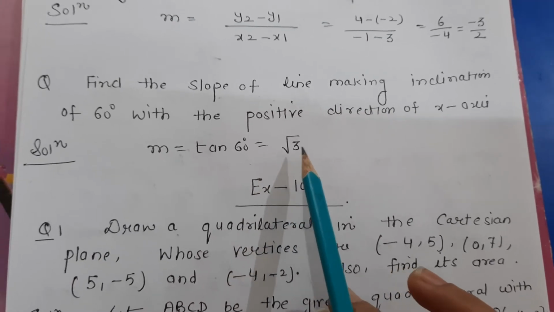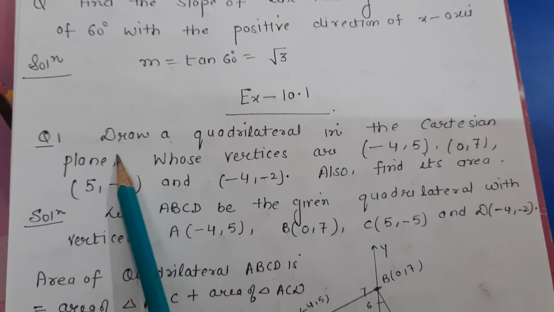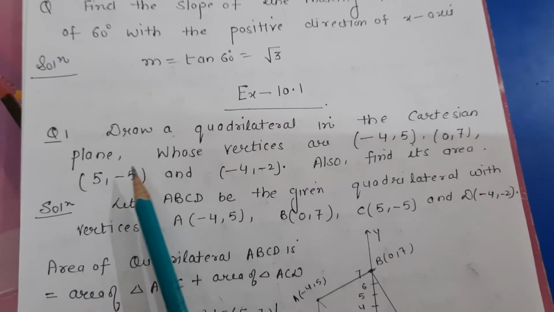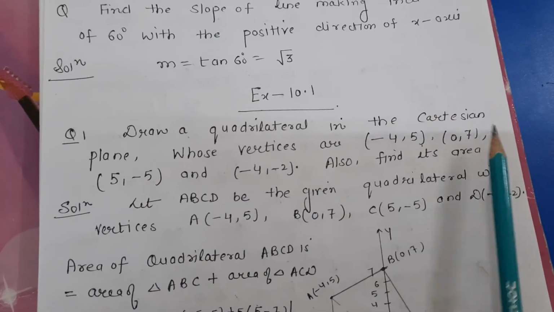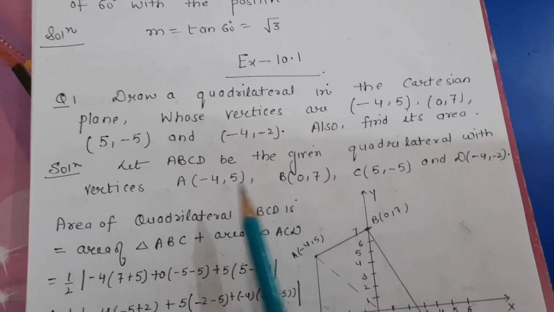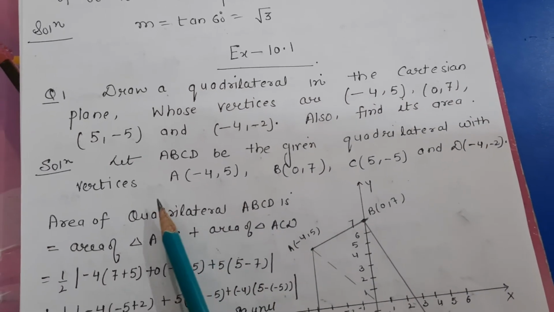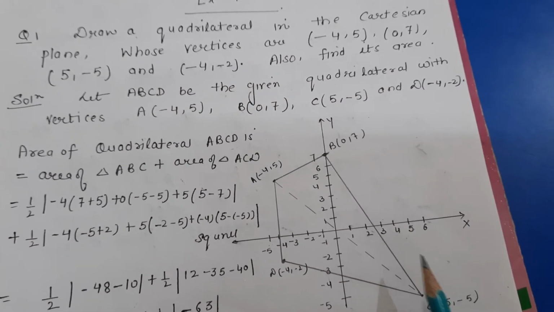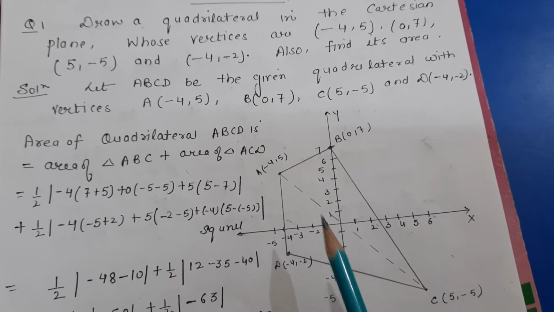That will be root 3. Now first question from exercise 10.1. You have to draw a quadrilateral in Cartesian plane whose vertices are given and then find its area. Let ABCD be any quadrilateral with the vertices A, B, C, D. Here the first point is A(4, 5).